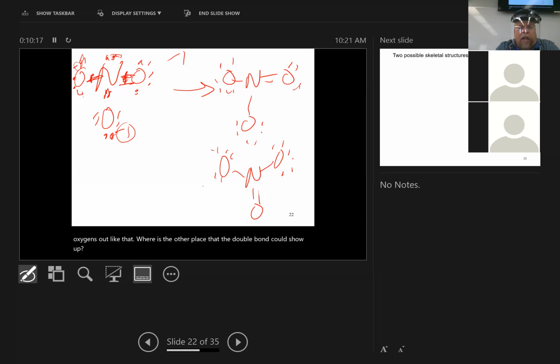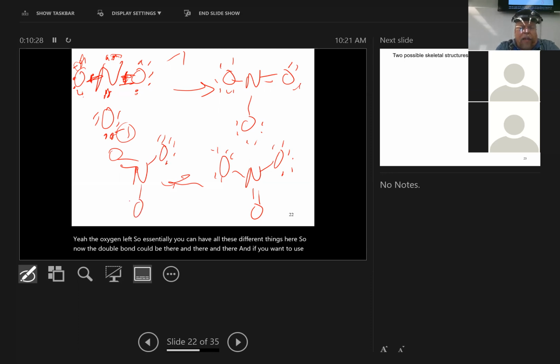Yeah, the oxygen on the left. So essentially, you can have all these different things here. So now the double bond can be there and there and there. And if you want to use the method that's in the book to do that, some students find that useful. But I encourage my students to do it this way, to just practice and move them around yourself, because it points towards what you're going to have to do with moving electrons for organic reaction mechanisms and organic chemistry, for those of you that have to take it.